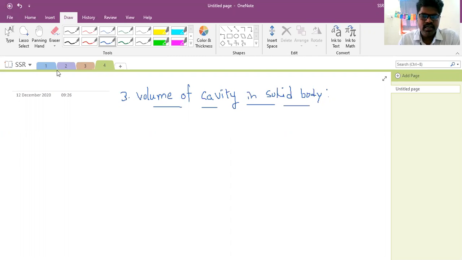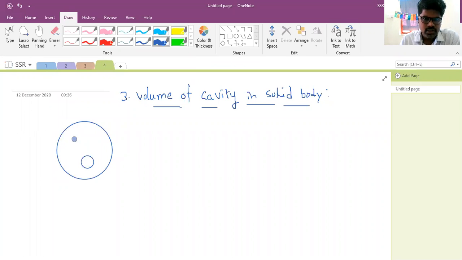Suppose you take a sphere for understanding. This is like a ring first. In that you can take a small cavity. Right. Now this is the total metal you can imagine, and this is the small cavity.